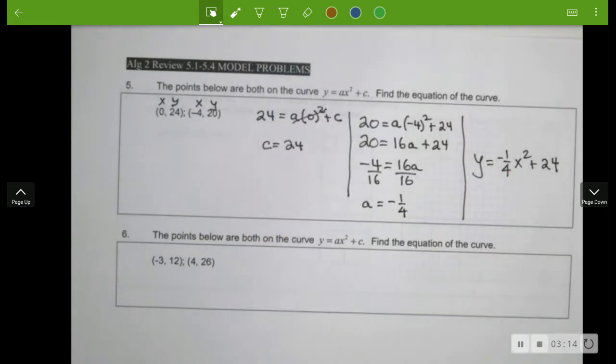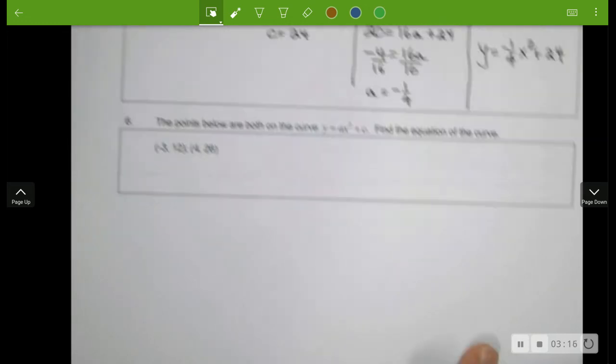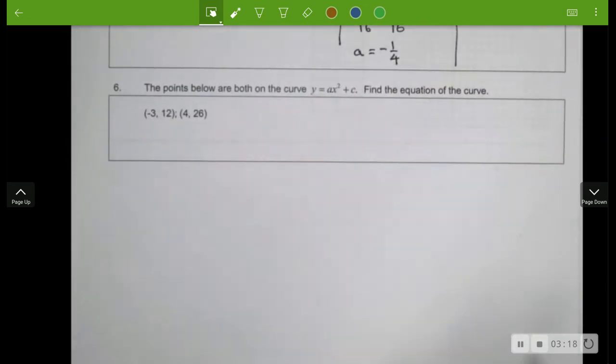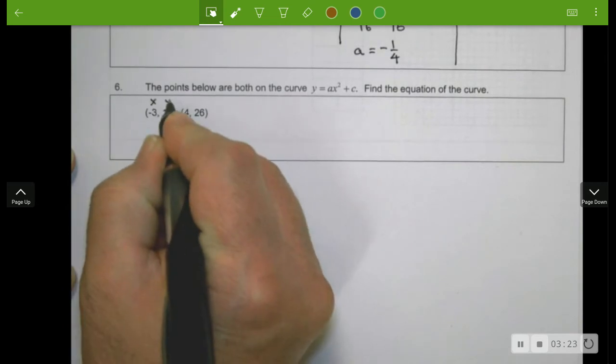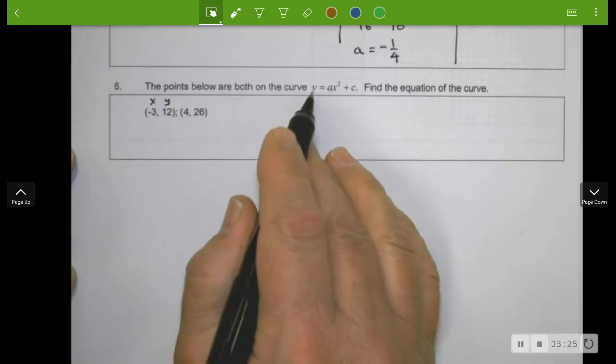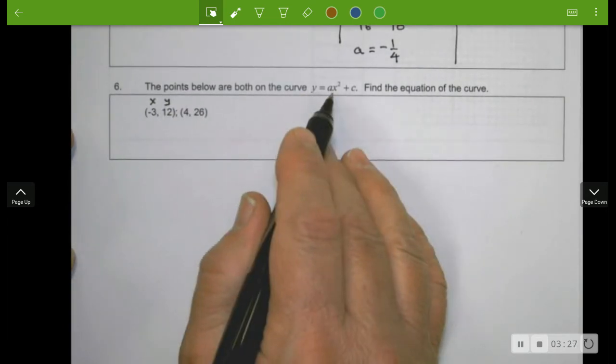Okay, this is a similar problem here. Number 6, I didn't leave enough room in this box, so I'm going to have to get creative here. The y is 12 when the x is -3.